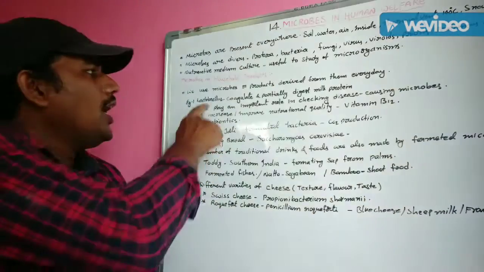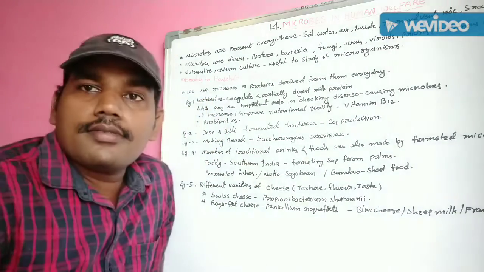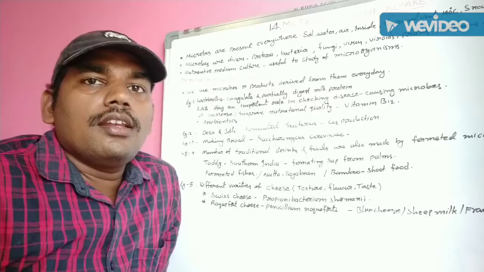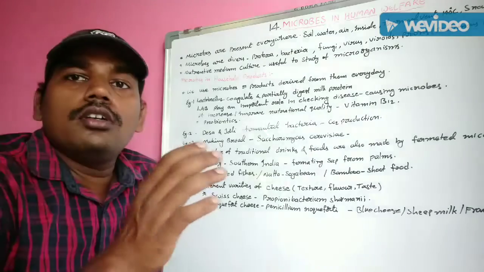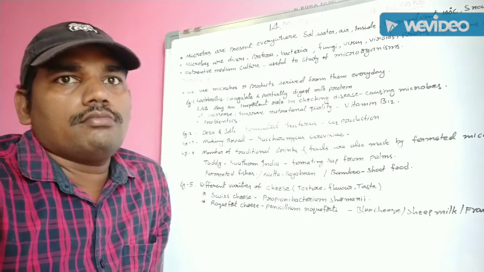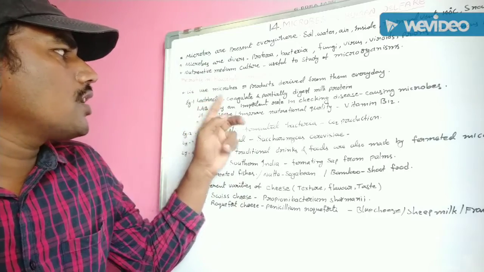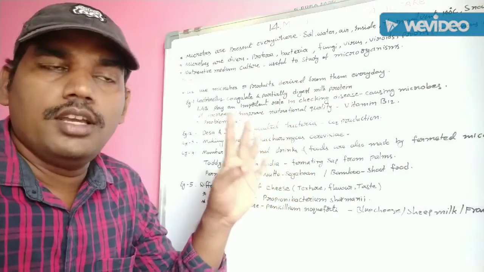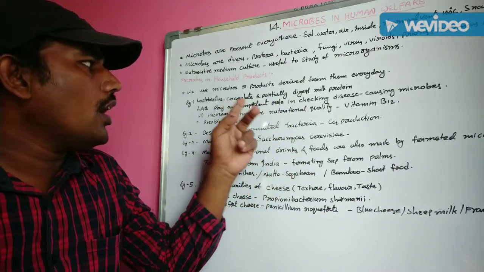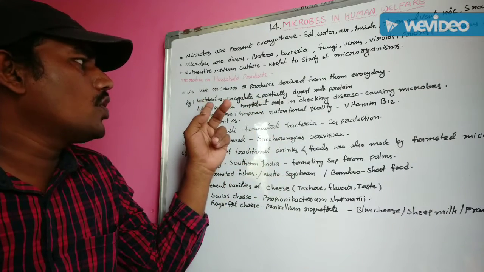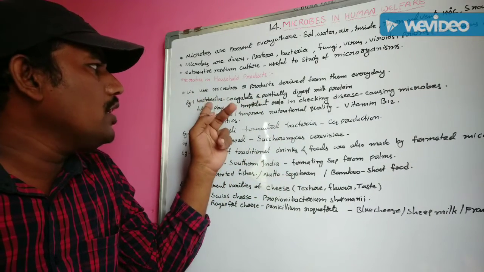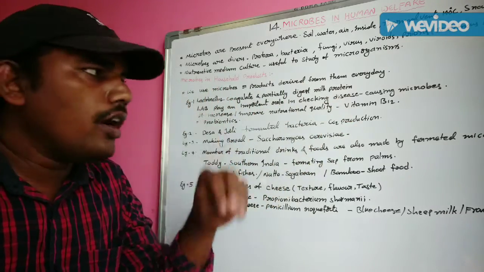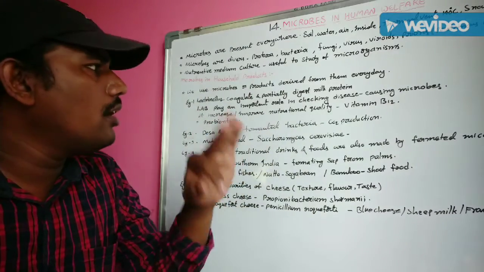Suppose, for example, Lactobacillus bacteria. This is helpful to produce curd from milk. By the activity of Lactobacillus, casein, the milk protein, is coagulated and partially digested. By this fermentation, the curd comes from the milk.